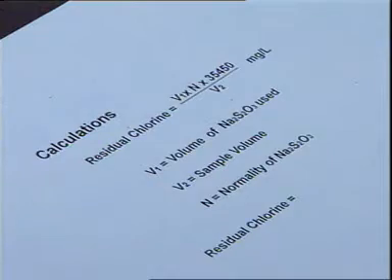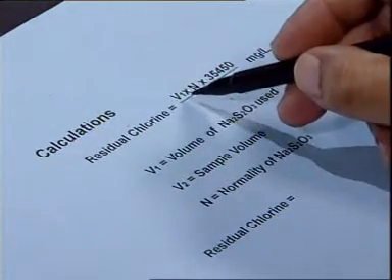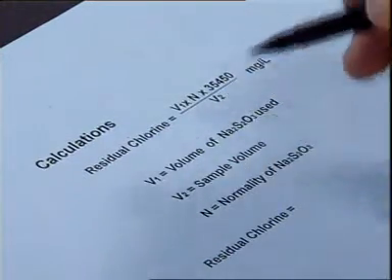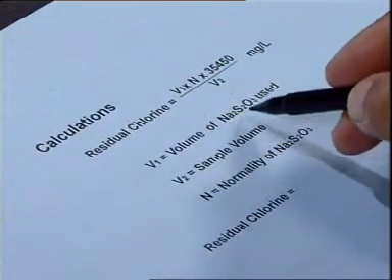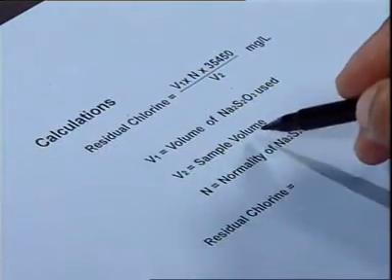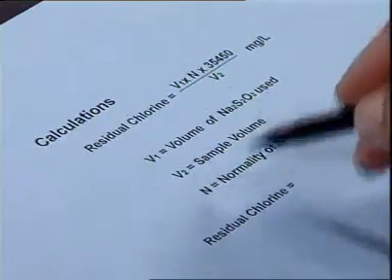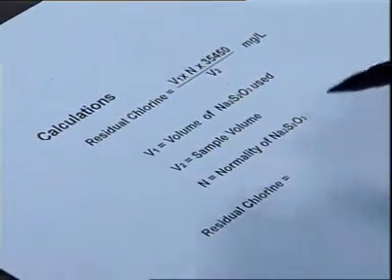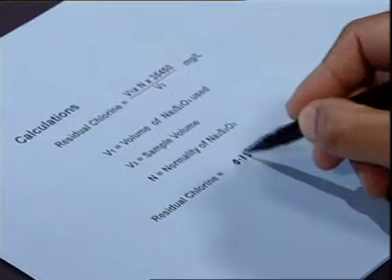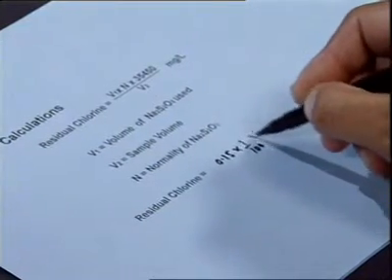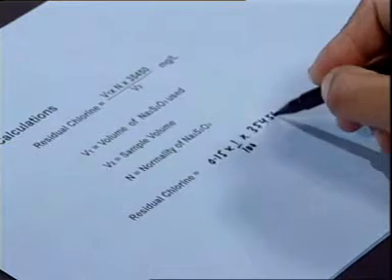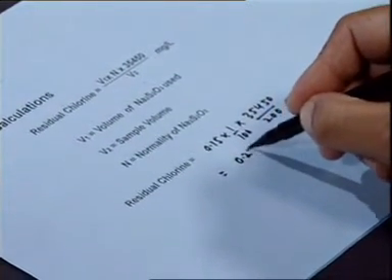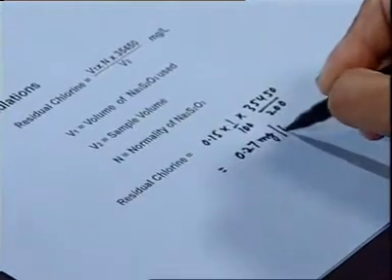The residual chlorine is determined by using the formula V1 into N into 35450 divided by V2, where V1 is volume of sodium thiosulfate used, V2 is sample volume, that is 200 ml for this case, and N being normality of sodium thiosulfate, which is 1 by 100. The residual chlorine value for this case is determined as equal to 0.27 mg per liter.